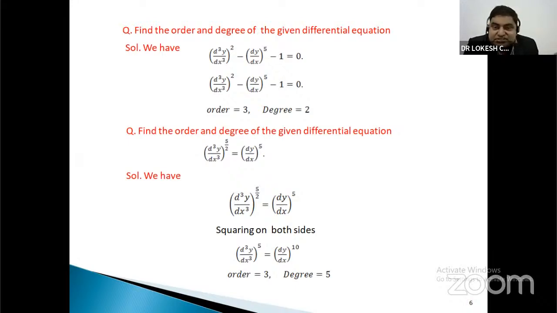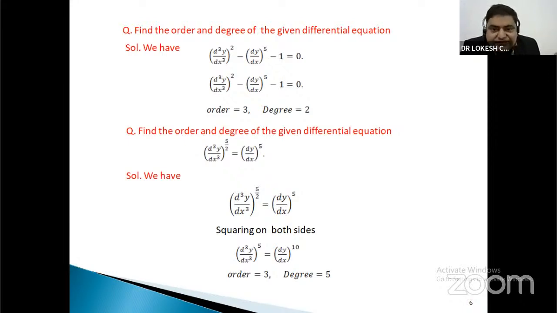Now we see that other derivatives are also present, but for order, we check only the order of the highest order derivative present in the equation. So d cube y by dx cube and dy by dx, there may be other derivative terms, but out of these we focus only on the highest order derivative, which is here d cube y by dx cube. So order is 3.